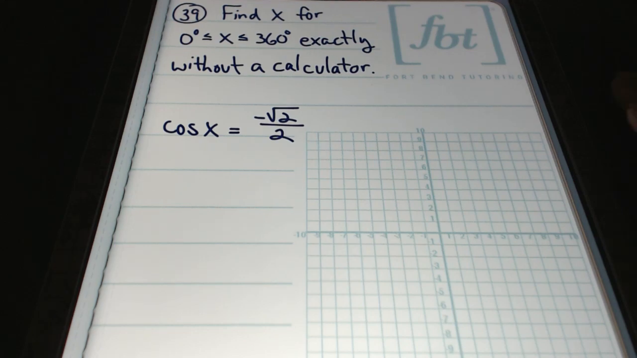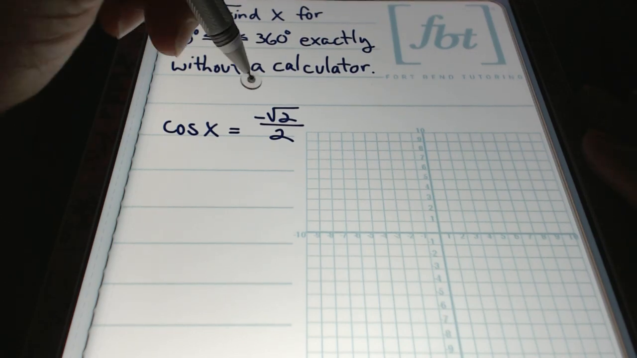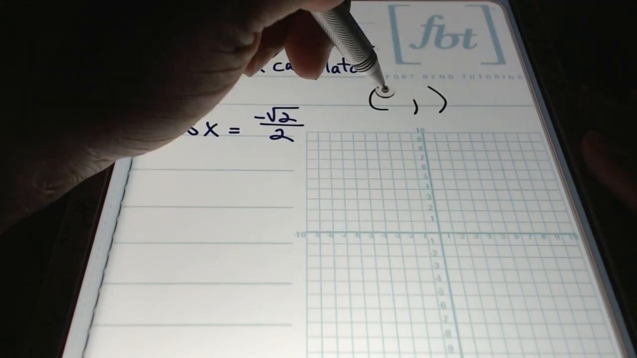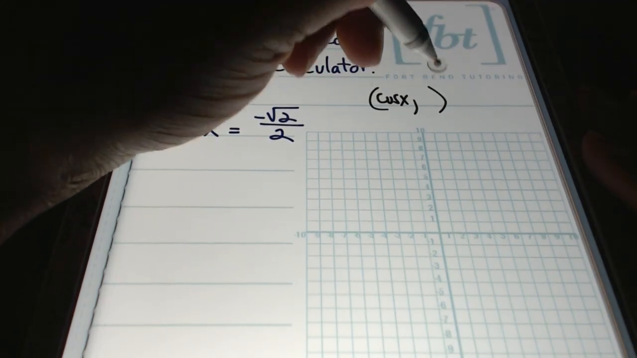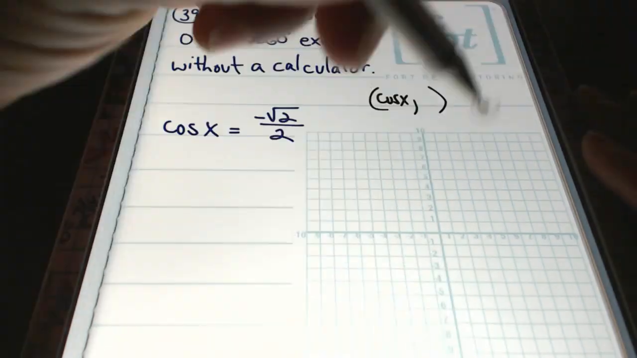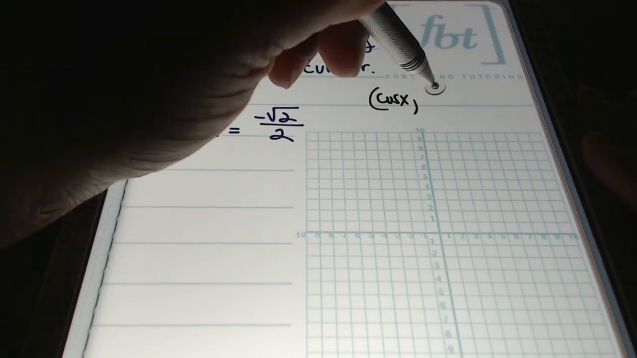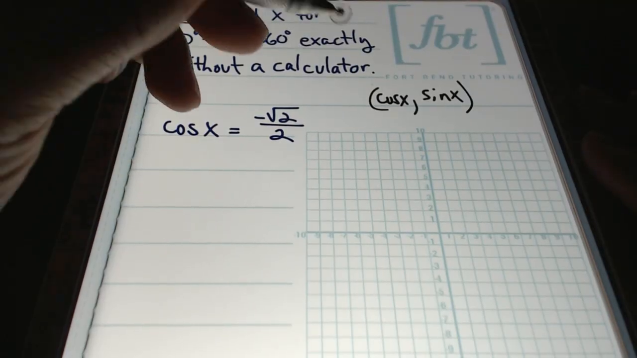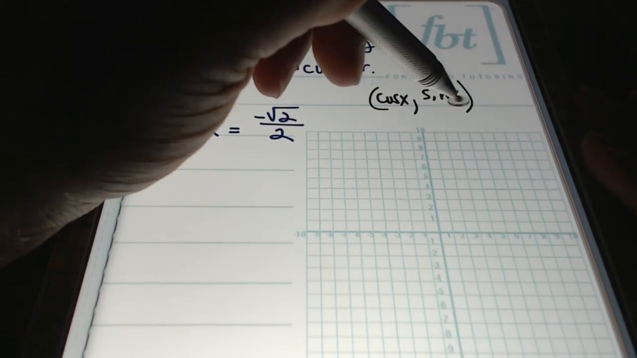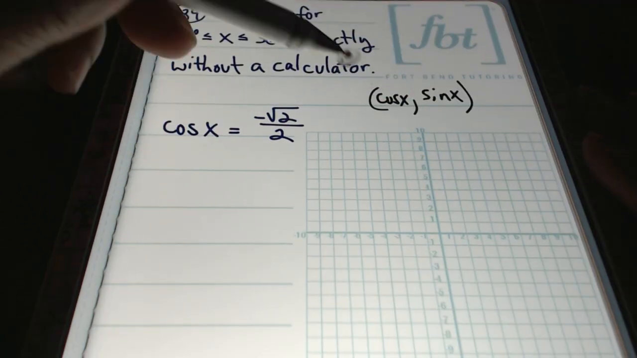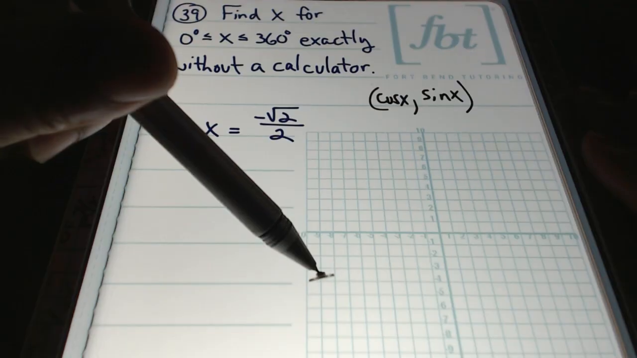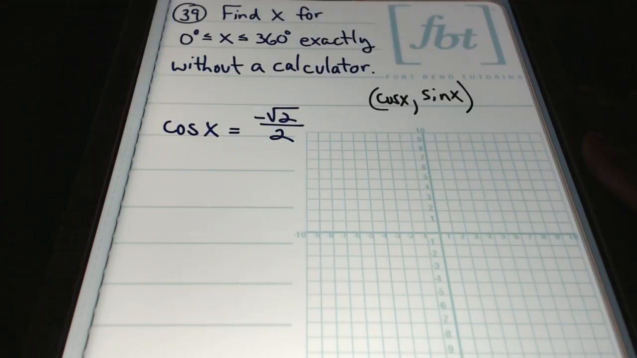When you're looking at the rectangular coordinate system, when you're dealing with trigonometric values, you need to know for every ordered pair that the x value is the cosine of x, whereas the y value is going to be the sine of x. And that's why I can confidently say that in the first quadrant, cosine is positive. In the second quadrant, cosine is negative. In the third quadrant, cosine is negative. And in the fourth quadrant, cosine is going to be positive.